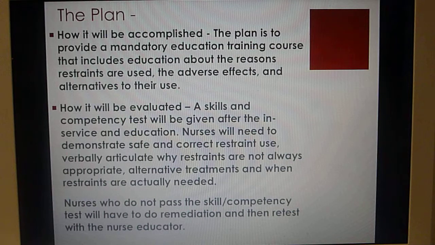The plan will be evaluated by providing a skills and competency test, which will be given after the in-service and education. Nurses will need to demonstrate safe and correct restraint use and verbally articulate why restraints are not always appropriate. Nurses who do not pass the skill competency test will have to do remediation and then retest with the nurse educator.